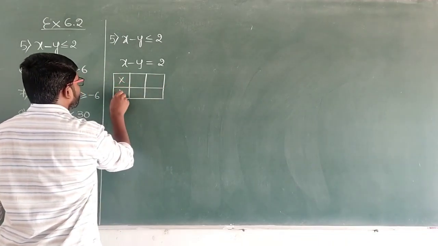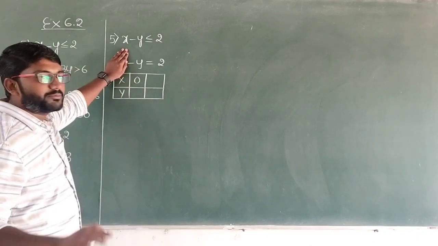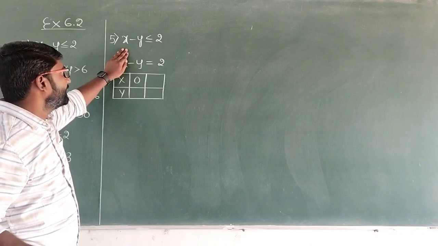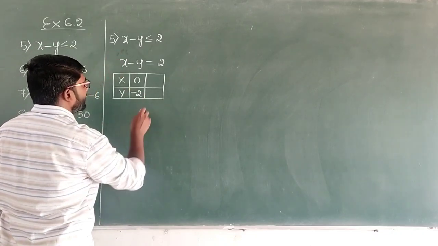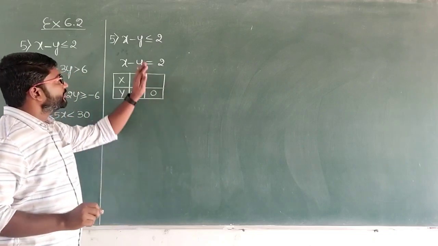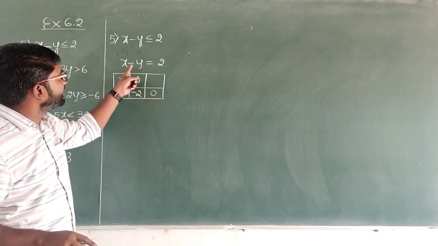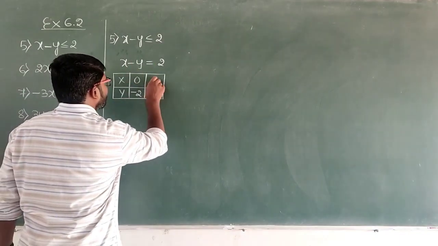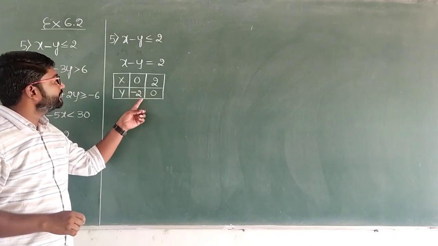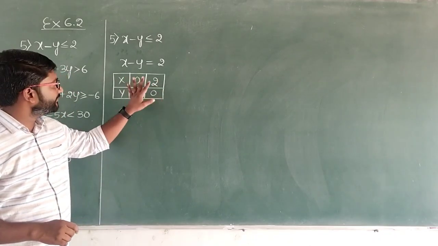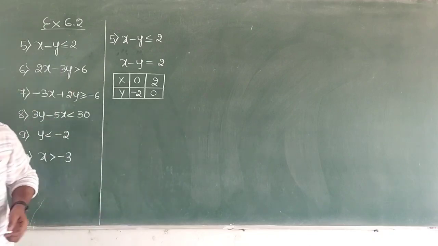So x, y. When x is 0, we get minus y equal to 2, or y equal to minus 2. So we get y as minus 2. Then now take y as 0. y 0 means this will be eliminated. We get x minus 0, which is x. So what is the value of x now? It is 2. So we get x as 2. So what are the points we have got? 0 comma minus 2 and 2 comma 0. With the help of these 2 points we have to go for the graph. So let us go ahead with the graph now.